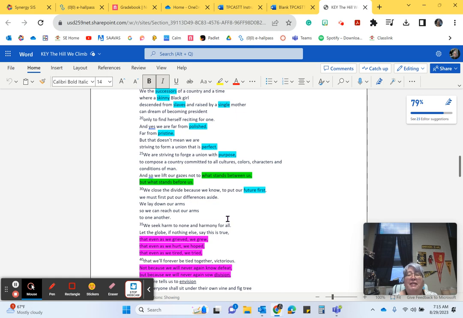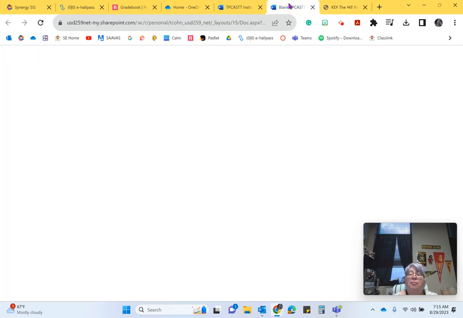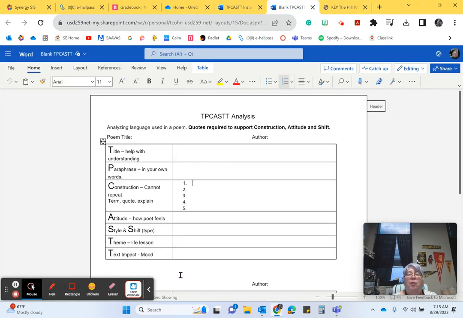And then the text impact, that's how, after reading the poem, how does the poem make you feel? Okay. What emotions did it stir up? What is your initial reaction, or what is your reaction to the poem after you've analyzed it? So you'll fill all of this out for the poem.